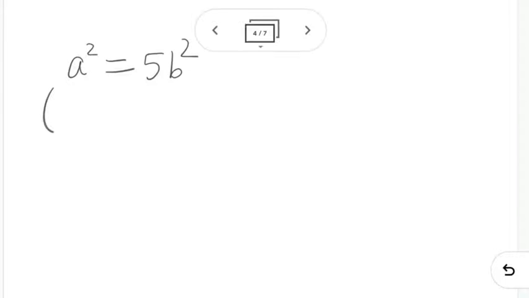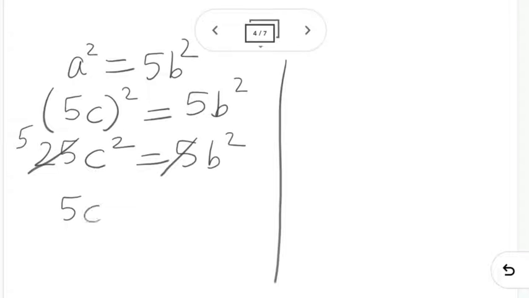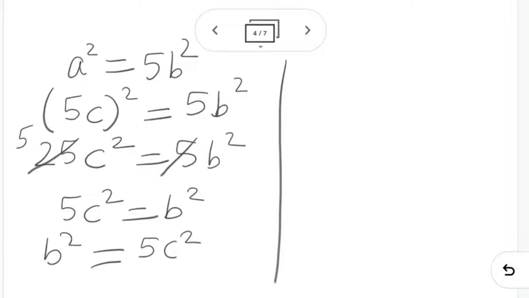In place of A I am writing 5C whole square equals to 5B square. Now 5 square is 25, C square equals to 5B square. This 5 will cancel with this. So we will get 5C square equals to B square. Now we can write it in other way also. B square is equals to 5C square.